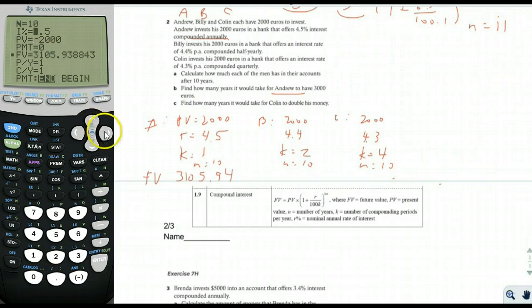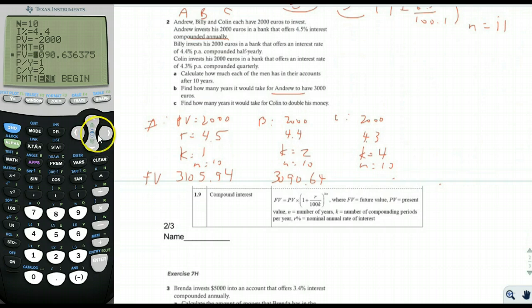Now we'll look at the case where R is 4.4, which is Billy's case. So we'll just change that. We're going to adjust the interest and the K. So the interest we're going to make lower, and the K we're going to make higher. Instead of K equals 1, it's going to be K equals 2. So if we make the interest rate lower, we're expecting a smaller number. But if we make the K higher, we're going to expect a larger number. We don't know exactly if one is going to compensate for the other. So let's see. Alpha solve. Let's see what we get. We get 3,090.64. So it's a little bit lower than the first one.